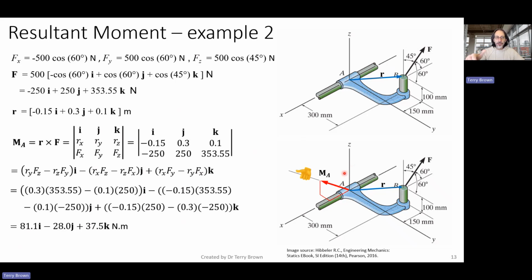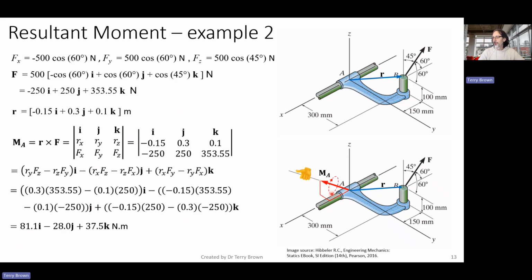Right, so if we think about our right-hand rule and think about the direction of rotation, if we put our thumb along the direction of the moment, our fingers should point in the direction of rotation. Okay, so we can see how it looks like that.